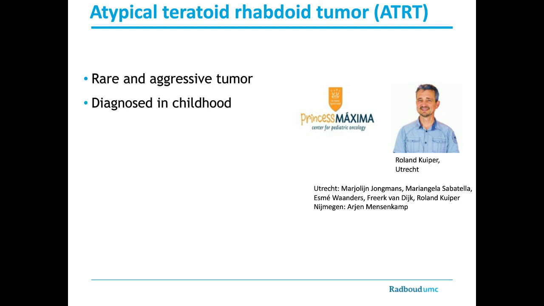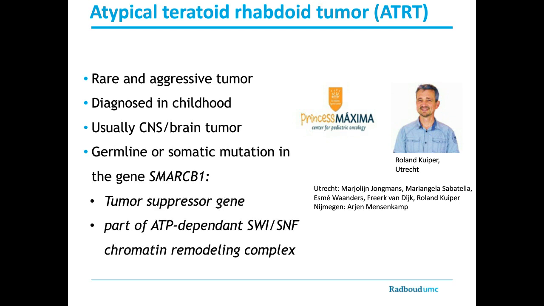It's usually diagnosed in very early childhood and is usually a brain or CNS tumor that is presented in the child. And the cause of that is usually very well understood. This can be caused by mutations in a classical tumor suppressor gene, either by germline or somatic mutations in this gene called SMARCB1, which is part of the SWI/SNF chromatin remodeling complex.